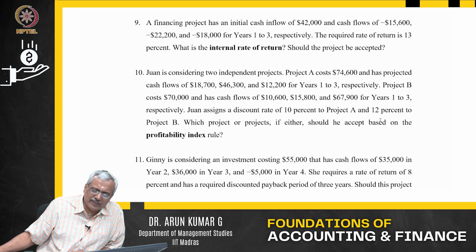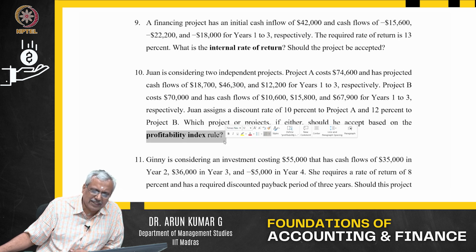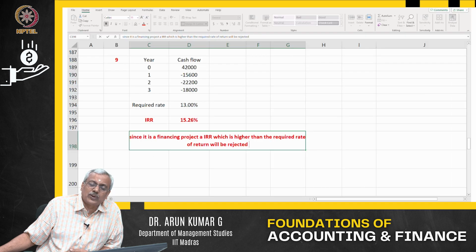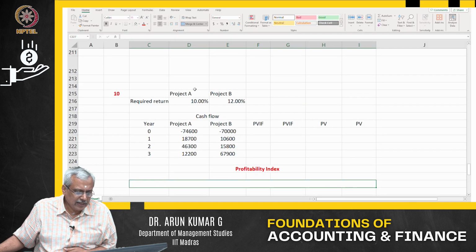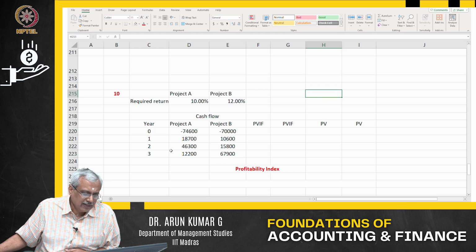Johan assigns a discount rate of 10% for project A, 12% for project B. Which project, if either, should be accepted based on the profitability index rule? That's all what we call it. Let's go to the Excel sheet. So look at the Excel sheet out here. I have years 0 to 3, project cash flows, and etc.